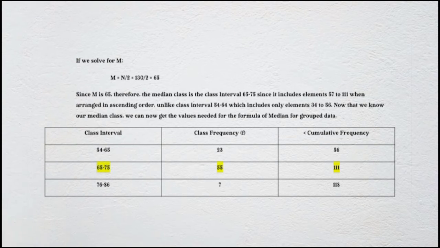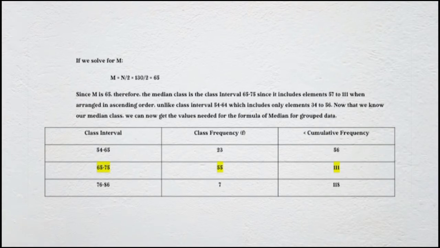So if you solve for m, n divided by 2, we have 65. Since m is 65, therefore the median class is the class interval 65 to 75. You follow? Since it includes elements 57 to 111 when arranged in ascending order, unlike class interval 54 to 64, which includes only elements 34 to 56. Now that we know our median class, we can now get the values needed for the formula of median for grouped data.